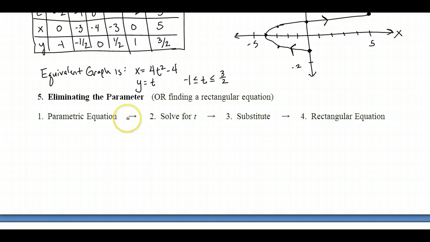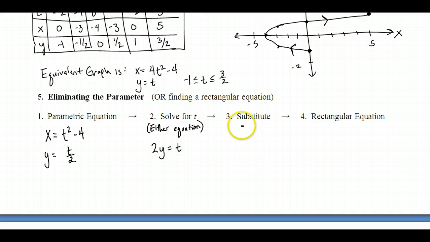So let's just say we have our parametric equation. I'm going to take the one from above. So x equals t squared minus 4 and y is equal to t divided by 2. So I have a parametric equation to start. Now what I want to do is solve for t. And I can solve for t in either equation, whatever one is easiest. So here we have either equation. And I'm going to solve for t in this bottom equation because that's really easy to do. I have 2y is equivalent to t.